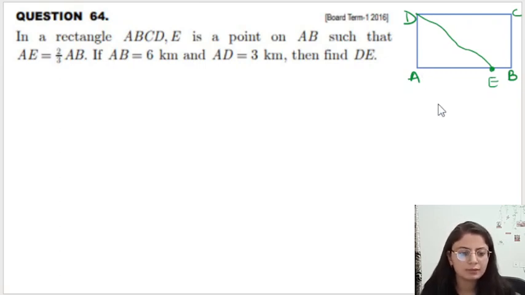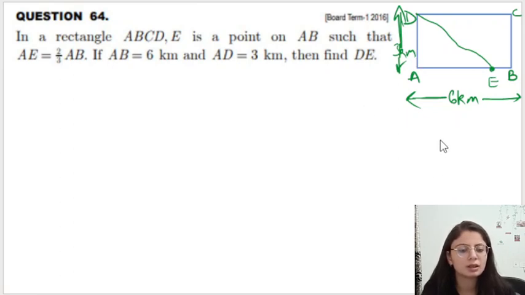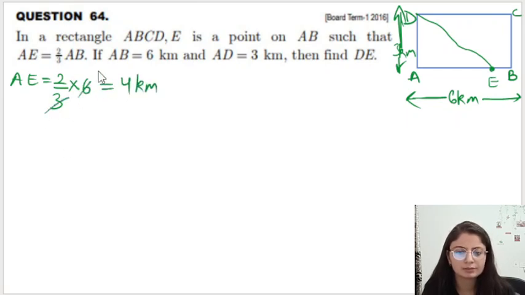Okay, so AB is 6 kilometers. Also AD is 3 kilometers. Okay, so we have these two dimensions. Now it's given that AE is 2/3 of AB. So we can say that it's 2/3 of AB. AB is 6 units, right? So this will be 4 kilometers, right? AE, how much did we get? 4, right?